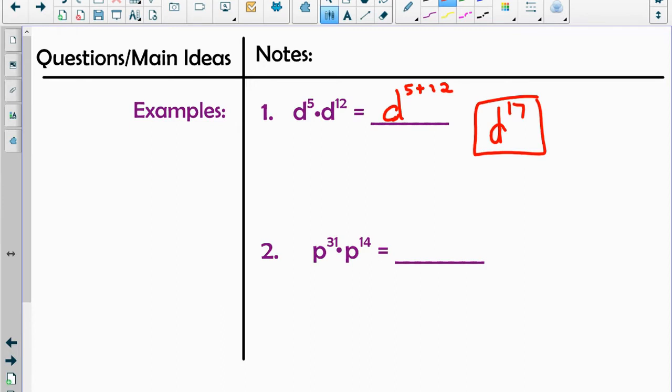In example 2, same thing. We're multiplying some p's together with more p's. So really, I just have to figure out how many total p's are being multiplied together. And my answer will be when I add the exponents. 31 plus 14 is 45. So it's p to the 45th power.